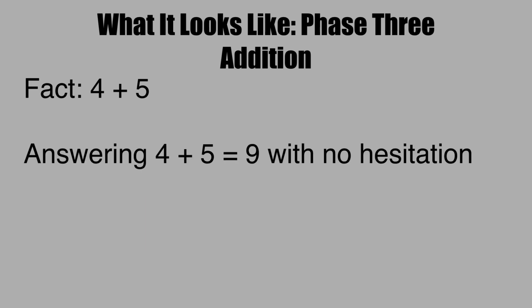In phase 3, the students may use that same strategy of substituting the 5 with a 4 and then adding on the 1, but it's all done in their mind, and they will do it so quickly that the student is able to answer the problem with no hesitation. Let's now take a look at what this looks like with multiplication.